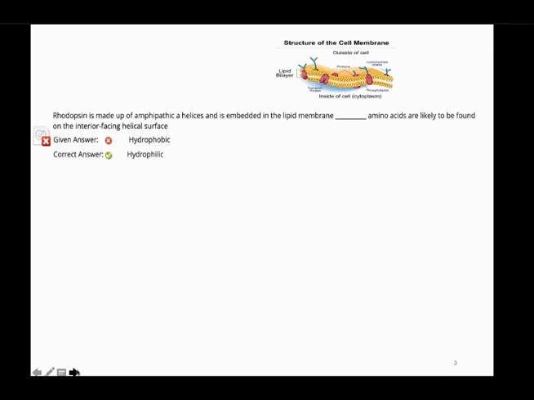This is another question that I saw many of you got incorrect. It just mentioned a protein, the name doesn't matter, that is in the lipid bilayer. Recall that the lipid bilayer is nonpolar. Then the question has a blank and says amino acids are likely to be found on the interior or the surface. So on the exterior, because we're talking about a nonpolar environment, will be amino acids that are nonpolar. But in the interior, we're talking about hydrophilic amino acids.